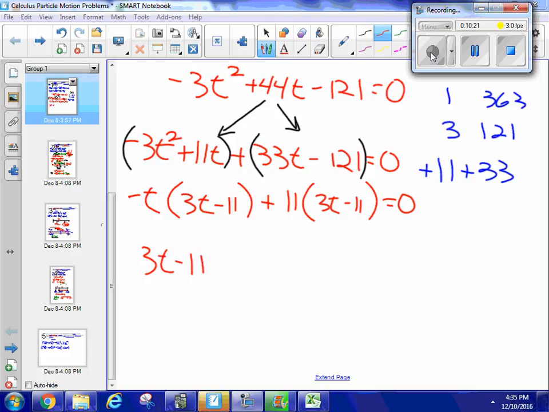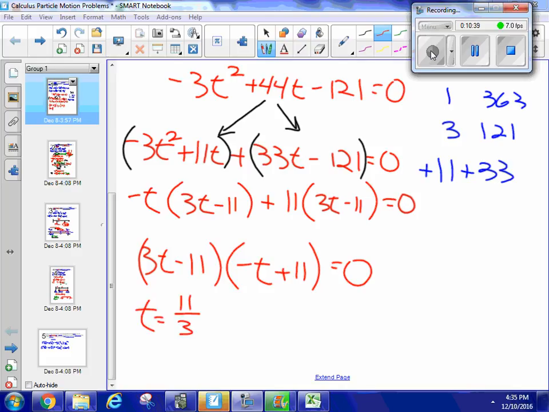So now I have 3t minus 11 times negative t plus 11 equals 0. And I get t equals 11 thirds and t equals 11. So both of those are times when my velocity is equal to 0.